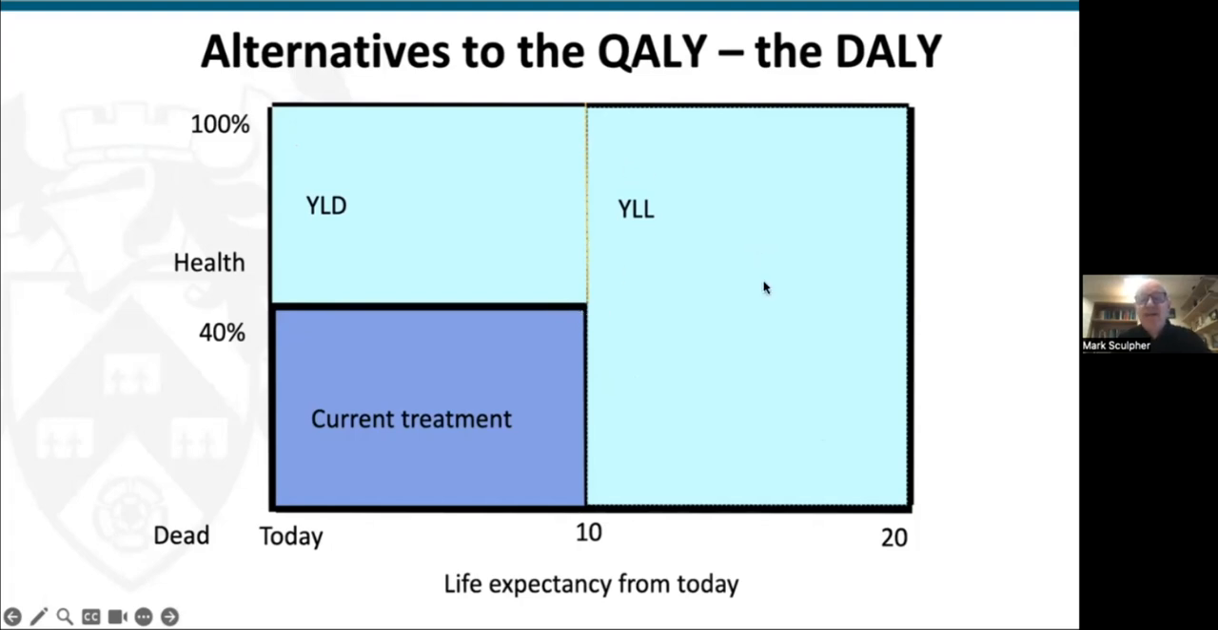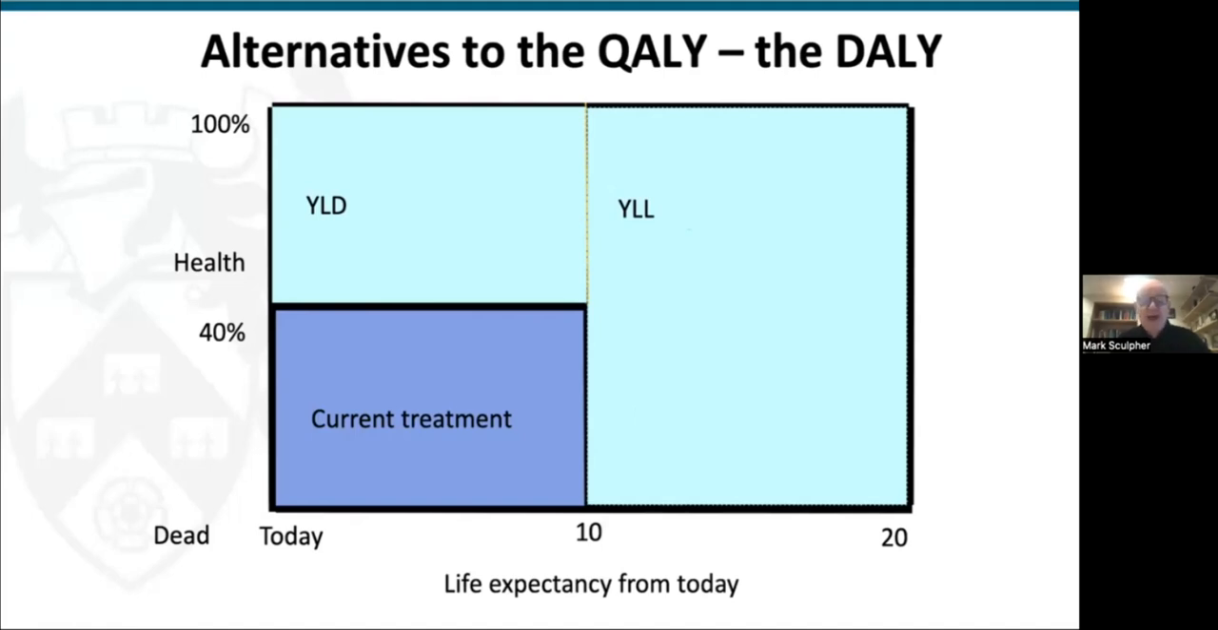So we can think about the years of life lost as being associated with that reduction of 10 years in life expectancy. But we've also got the disability years, if you like, the years living with disability. That's 10 years with a reduction in quality of life down to 40%. So those two areas, the years living with disability and the years of life lost, represent the DALYs foregone, or the DALYs lost associated with this disease under current treatment.